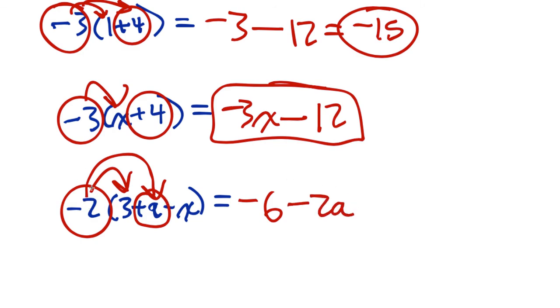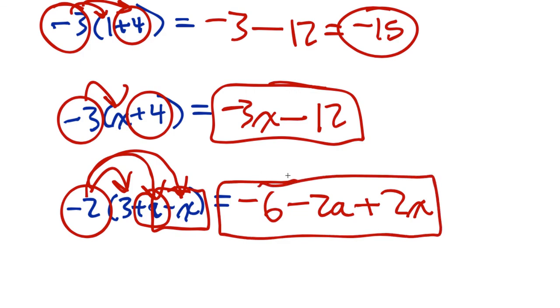Ooh, beautiful. Now, negative 2 times negative x. Negative times a negative. Ooh, double dagger. It's going to be positive. And then 2 times x, 2x. Any like terms? No. Good. We're done with all of them. Awesome.